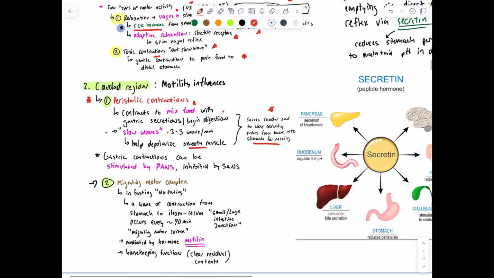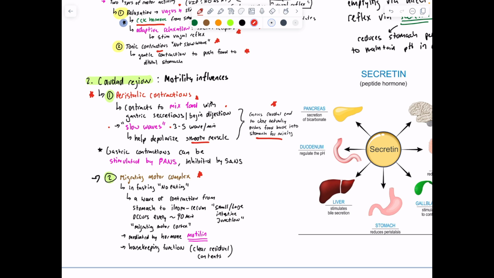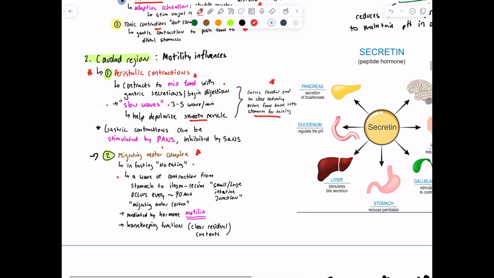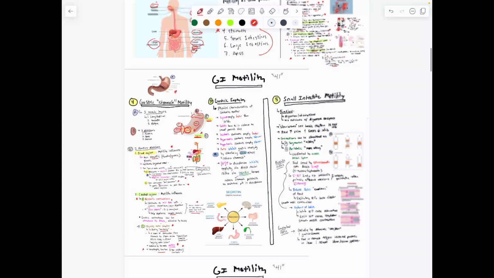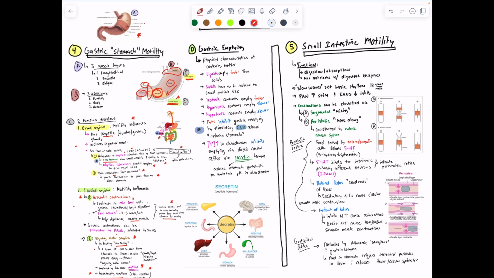All right, you also have another influence on the caudad region: the migrating motor complex. This is specifically in the case of fasting or not eating. You'll have a slow wave of contraction from the stomach to the rectum that occurs every 90 minutes or so. We call this the migrating motor complex, and it's mediated by the hormone motilin. But basically, during fasting or not eating, it's a housekeeping function to clear residual contents. All right, so these are the motility influences on the two regions of the stomach.